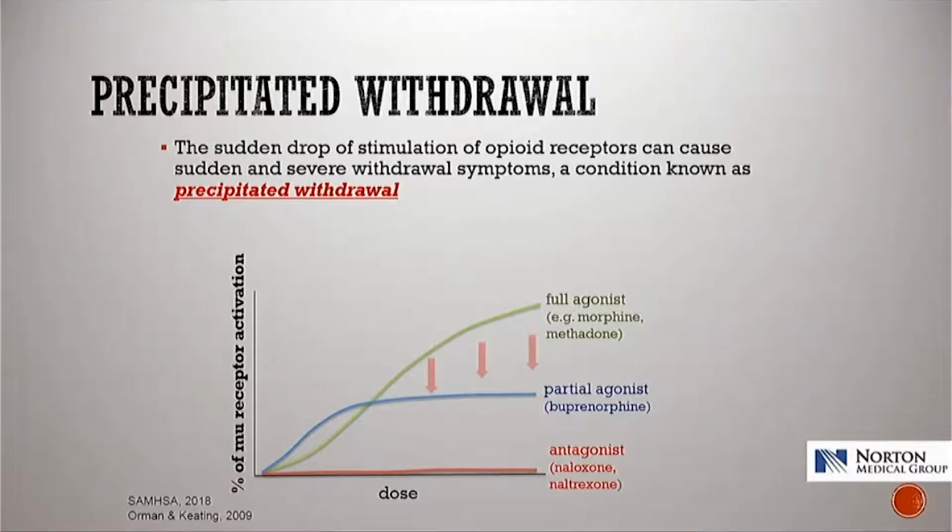The same thing goes for an antagonist such as naloxone or Narcan and naltrexone. The question is, how far do they drop? If you see patients who present to the emergency room or through emergency services who just had an opioid overdose and they get Narcan, you're dropping them from here to here, and people instantaneously have a precipitated withdrawal and feel absolutely terrible.